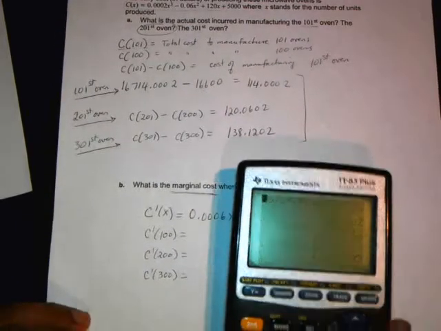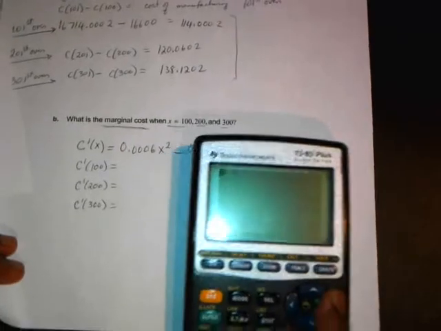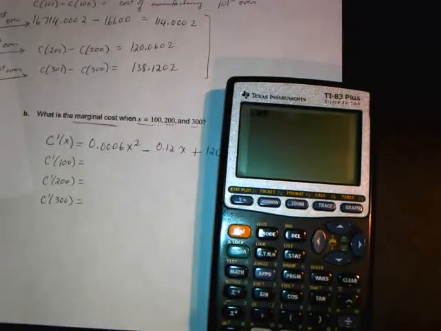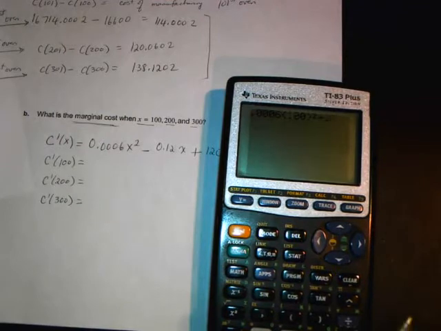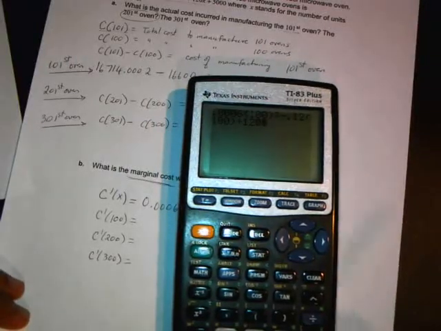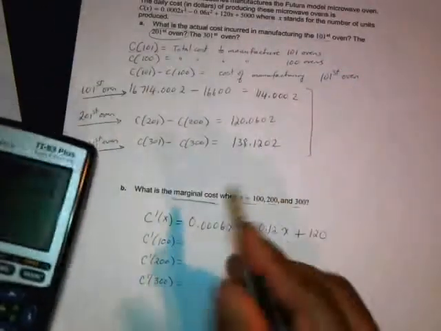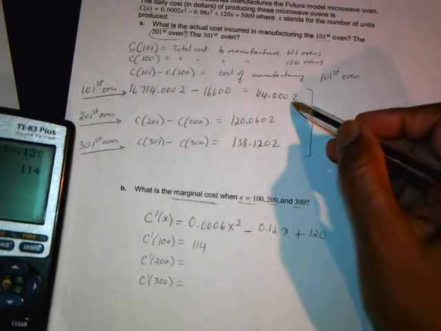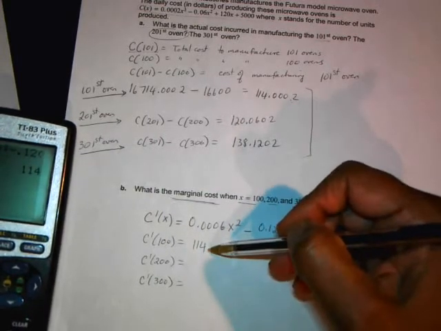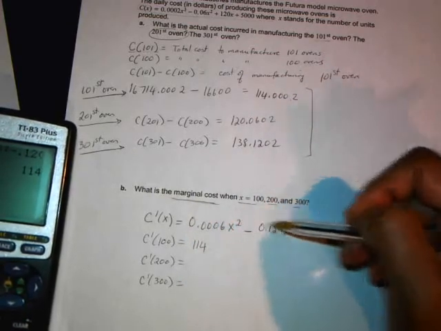Another calculator trick for me to show you here would be, if you're not going to type it in as y1, you can just go 0.006 parentheses 100 squared, because it's x squared, minus 0.12x, so that's times 100, plus 120, and you get 114. That's pretty close to the exact value. This is pretty close, and it's faster to calculate because the powers are lower.